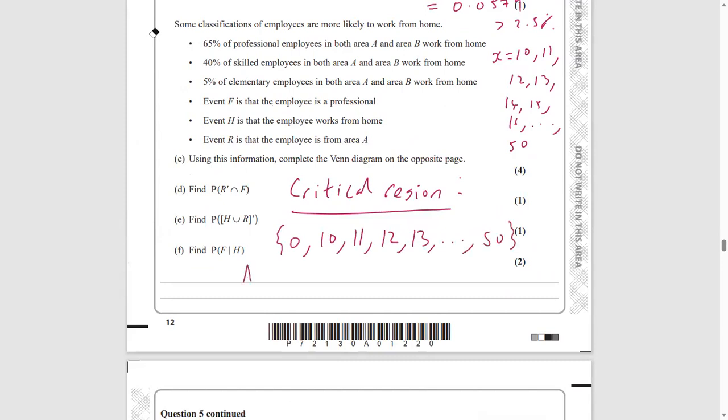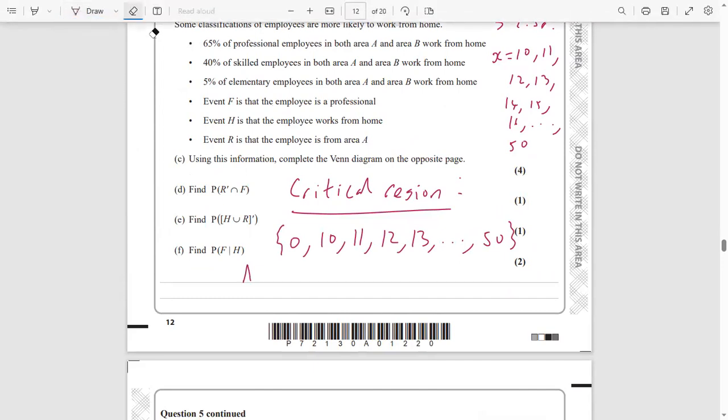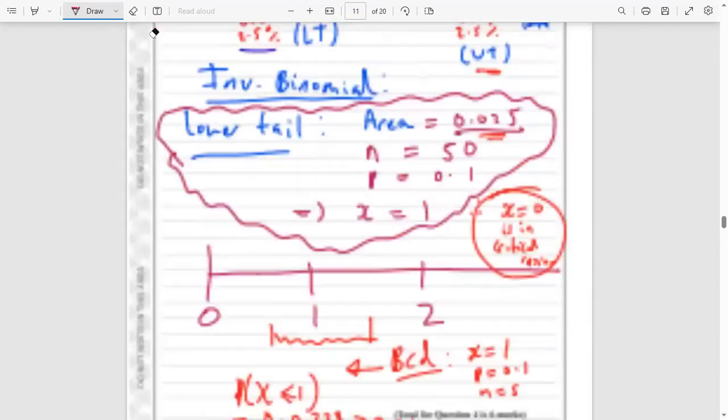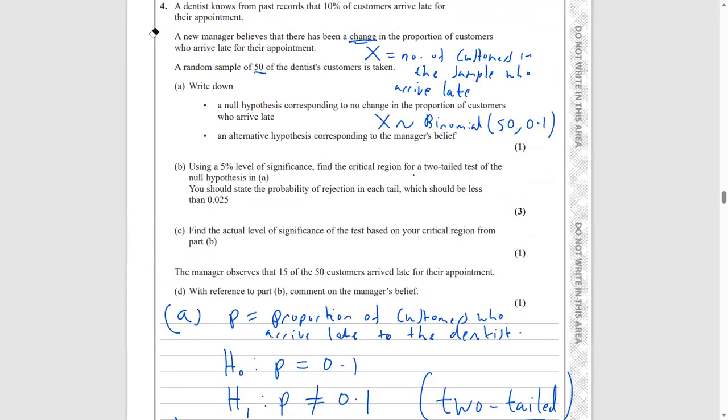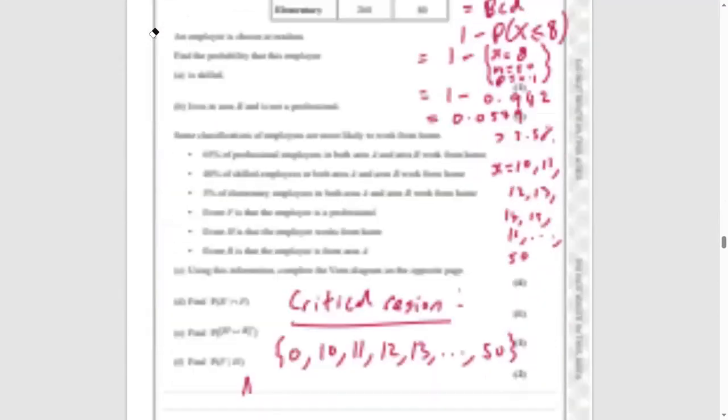So we can just write it like this: 0 and all integers from 10 to 50. So that would be our critical region there. And if we go back to the question, you should state the probability of rejection in each tail. Right, so let's do this part now as well.